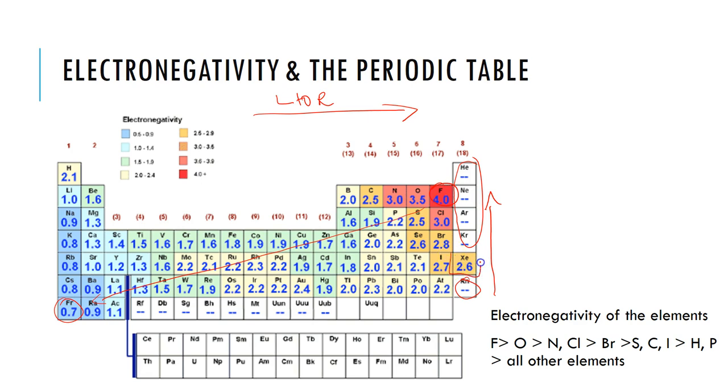You will notice, however, xenon here. Xenon is the reason why we no longer call the noble gases inert. We used to call them the inert gases because they didn't react, and then a bunch of scientists discovered that xenon will actually react under very specific conditions.